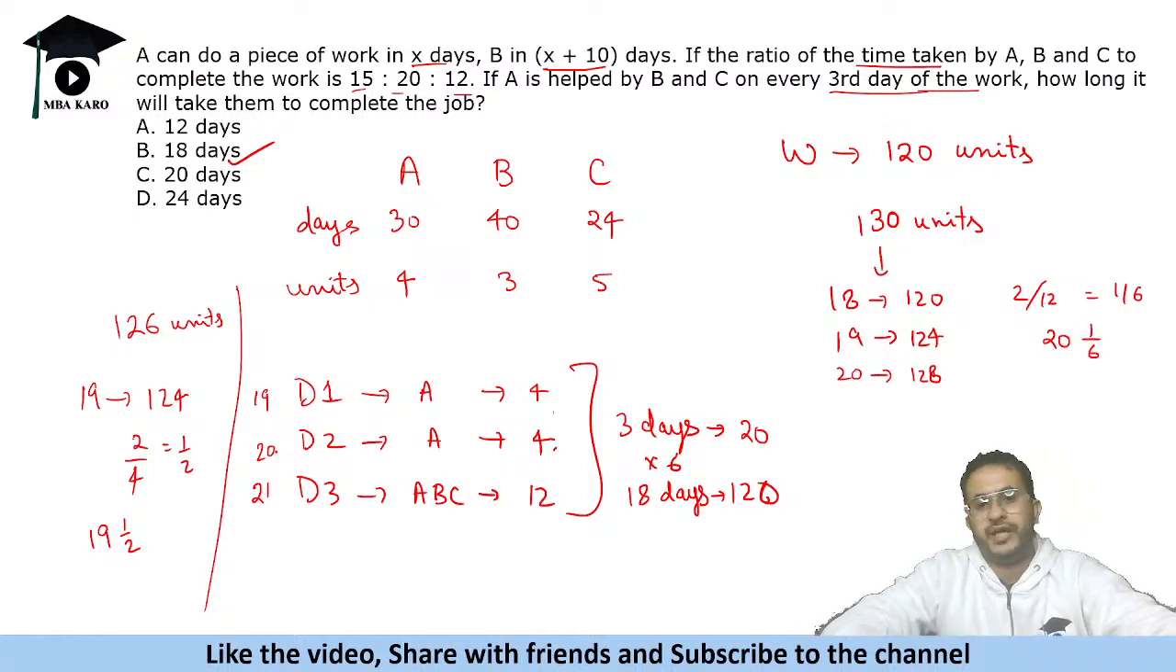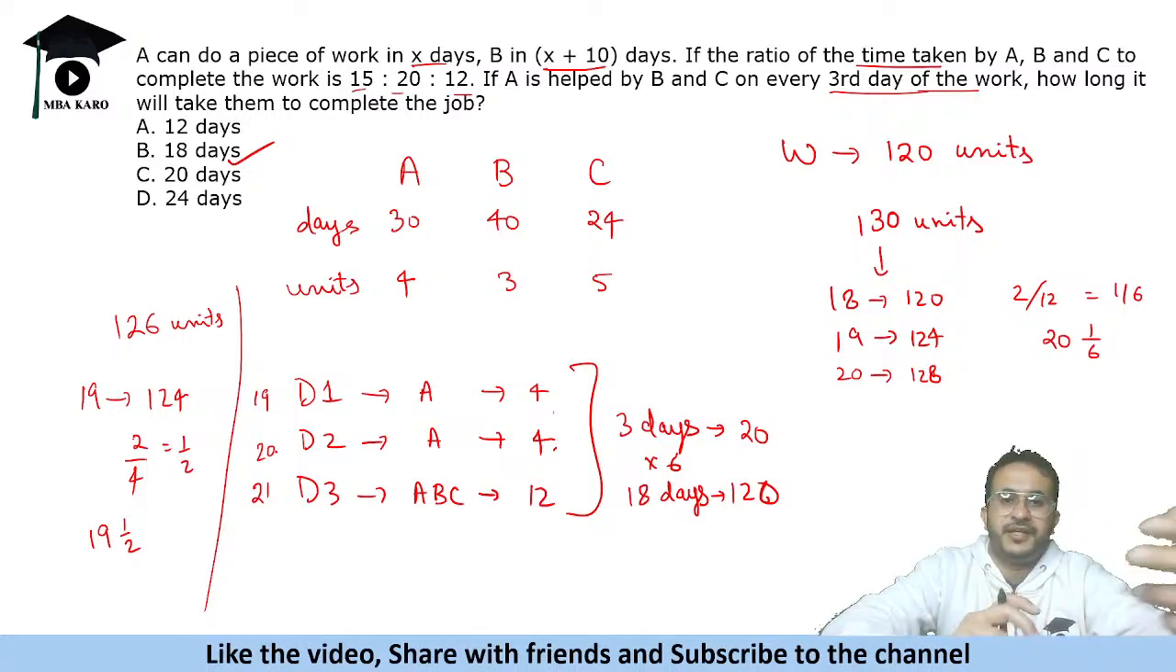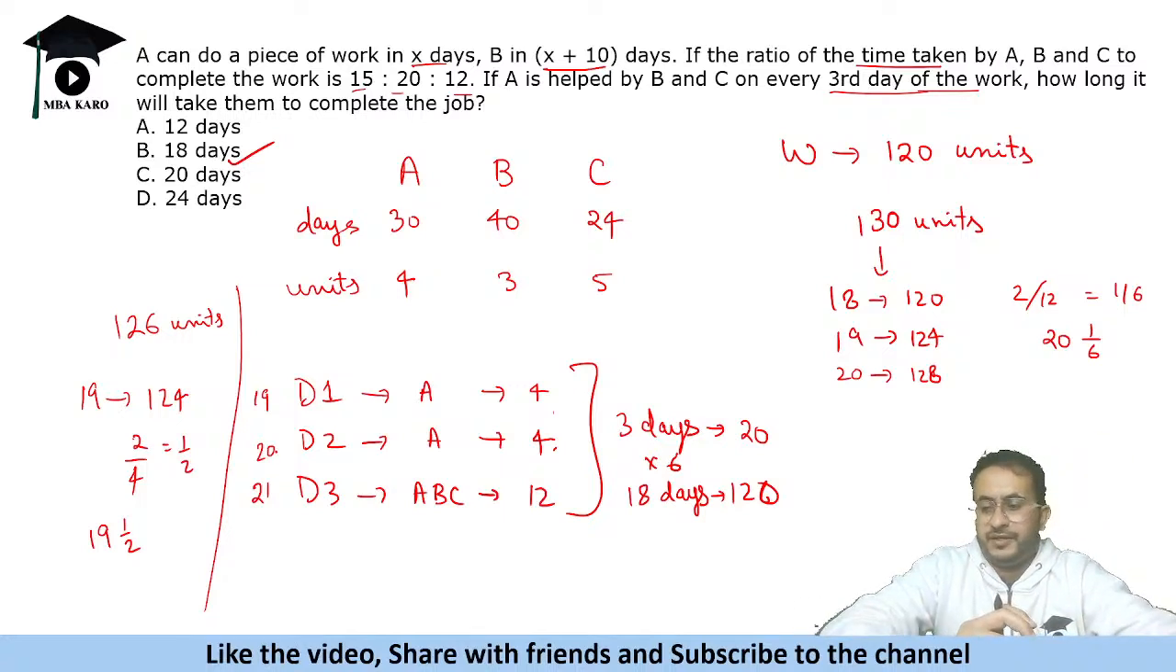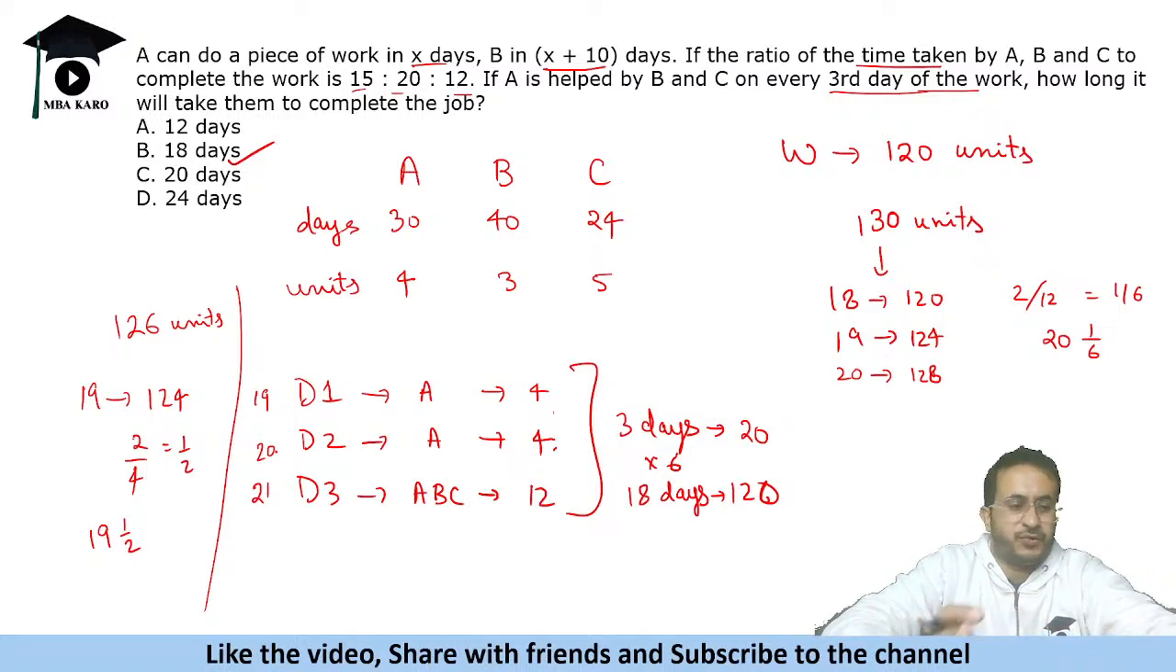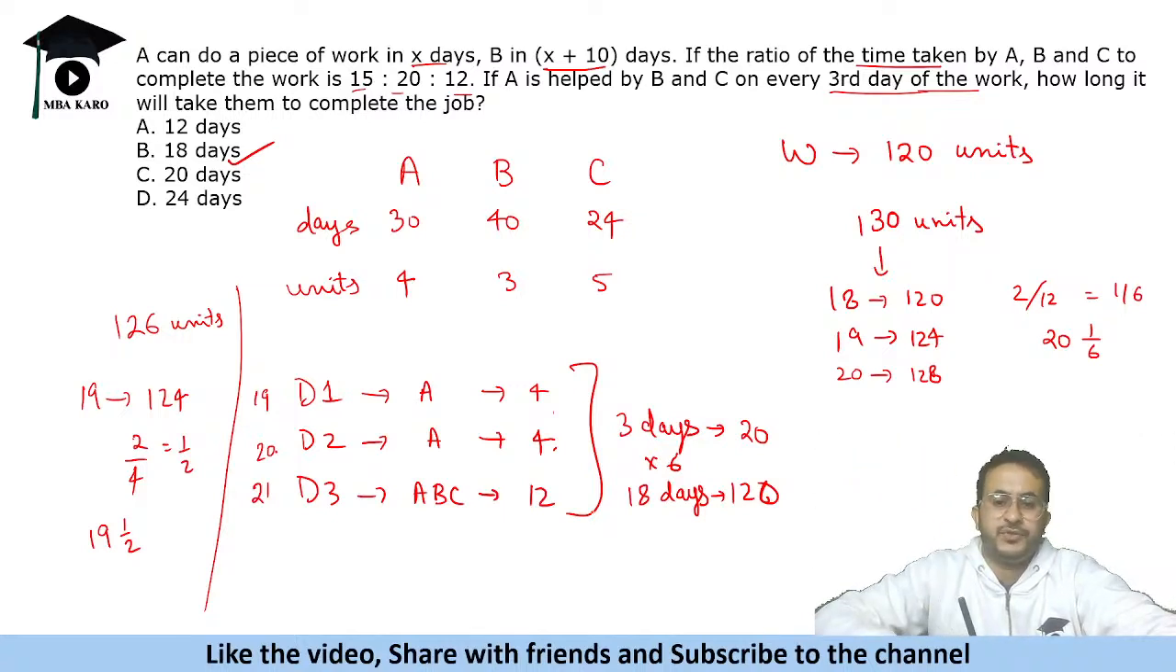So this is how we calculate the time taken to complete a work when people are working in cyclic form, like alternately or some days together, some days one person alone, etc. We make one cycle, calculate the number of complete cycles. So in this case, it was complete cycles only, like 18 days, 120.